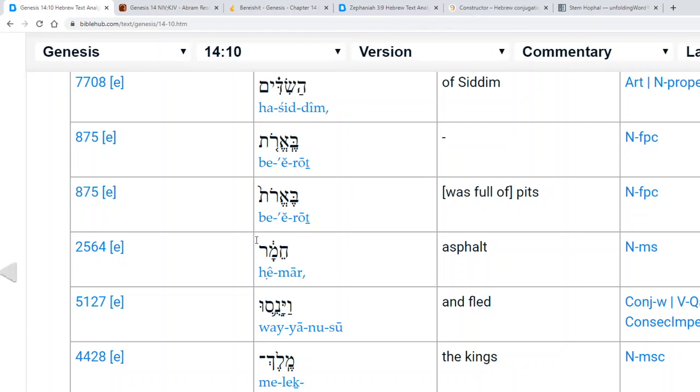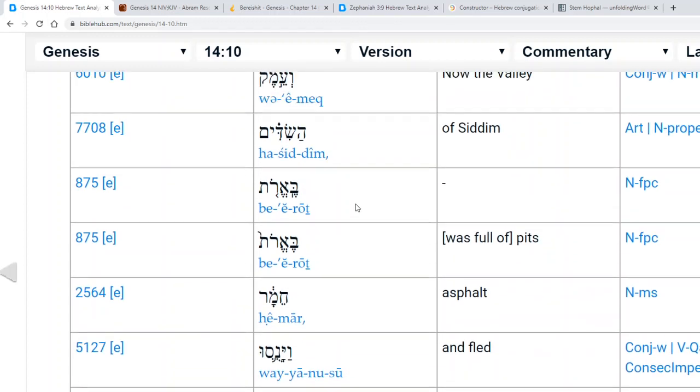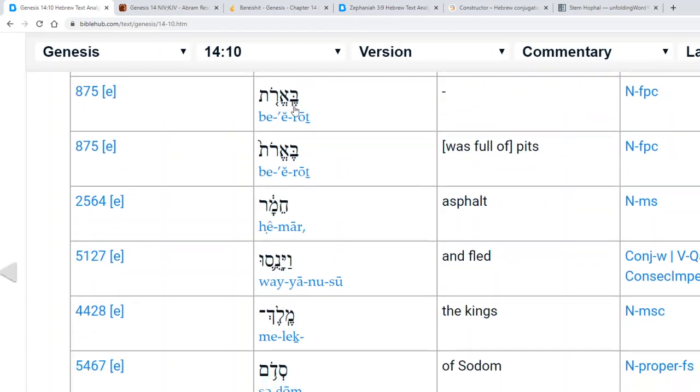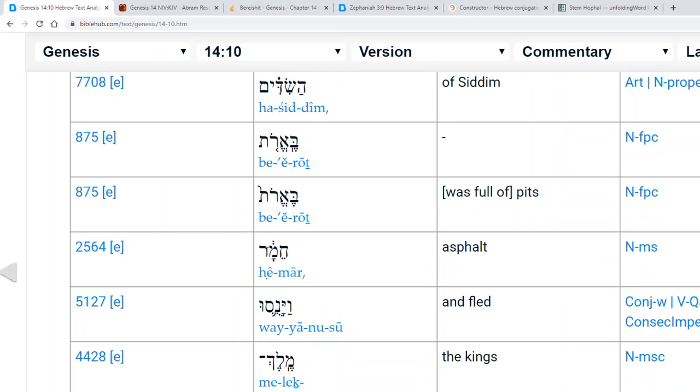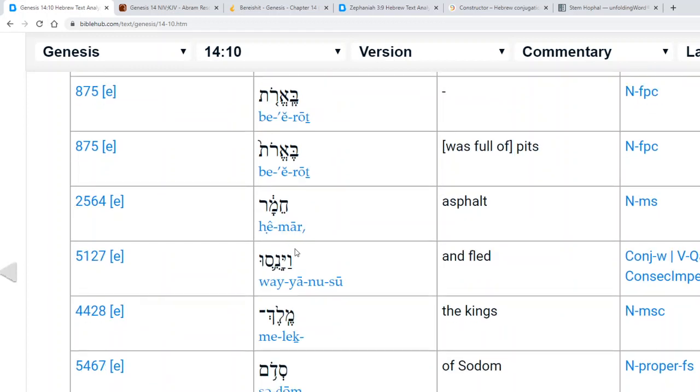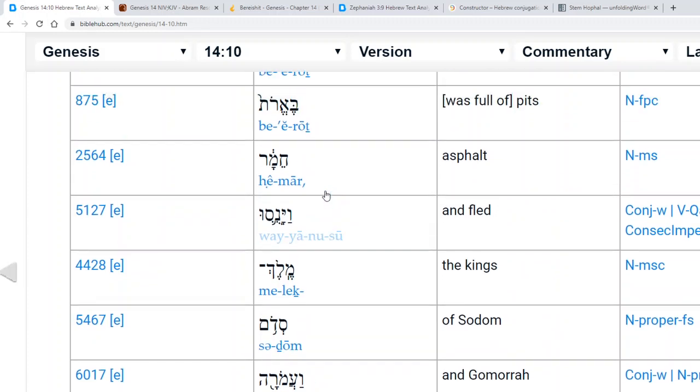I almost want to say chamar is explaining how the sides, right? Because it makes me think. No, I guess they were filled, right? The pits were filled with asphalt. I guess that's what makes the most sense, because if it was describing the pits, it would be in the feminine plural, right? And it's not. Yeah. So it was the pits were filled with asphalt, it seems to me.